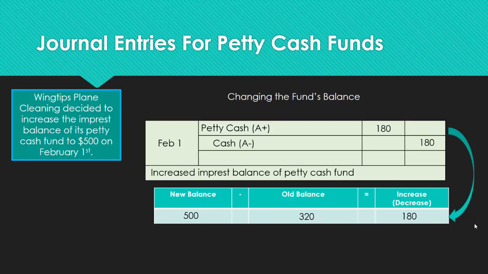If for whatever reason somebody decided to decrease the balance of the petty cash fund, what would the journal entry be? It would be this journal entry, just upside down. Debit to cash, credit to petty cash, because now you'd be taking it out of petty cash and putting it back in your regular bank account.